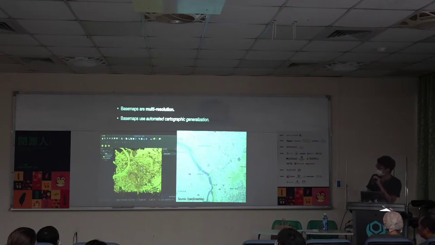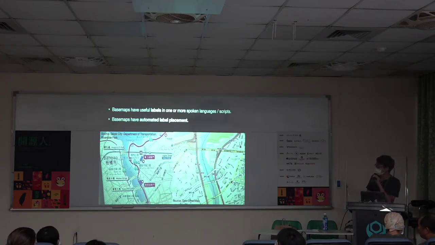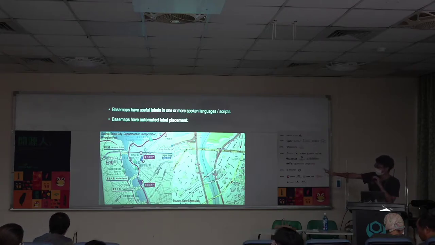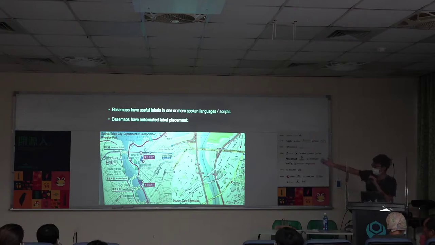So the second feature of base maps is that they have useful labels in one or more languages or scripts. So the thing on the left is a base map, but it has some evidence of manual label placement. So this is when I was just running in the park by the river, there's some bridges and you can see that the label for the bridge is on the left side. So that's probably someone in Photoshop or an Illustrator that designed the map in that way. And for the base maps we're talking about here, they all have automated label placement. So on the right is OpenStreetMap, the Cardo layer. And you can see that in general, when there's a road, there's an automated placement of the name on the road.